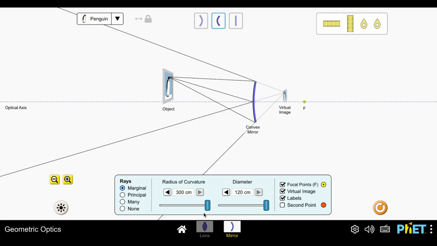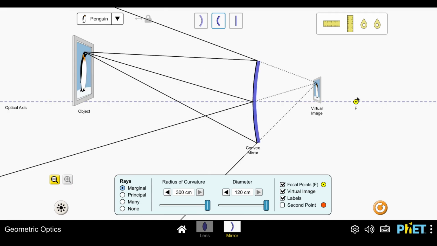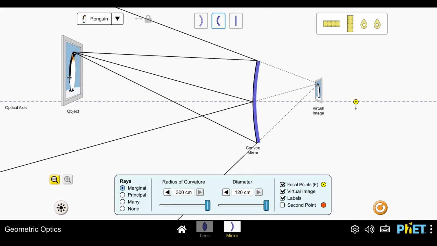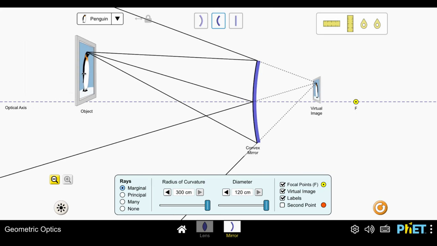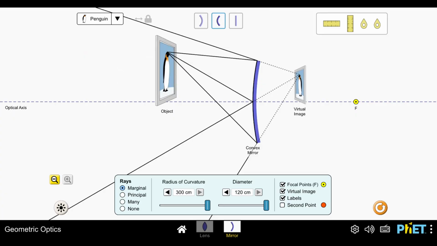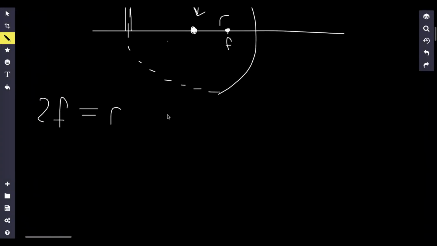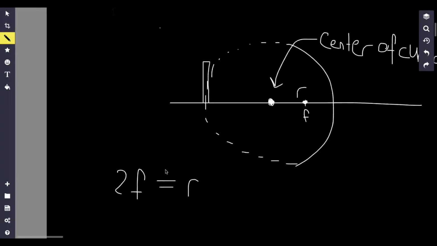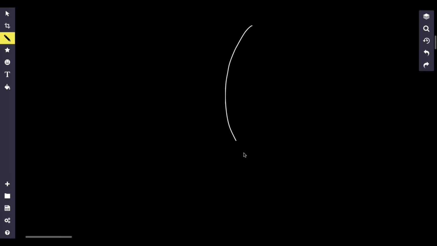The first thing that you might notice is that convex mirrors, their focal point is, well, right over here. And the reason why is because convex mirrors only form virtual images. All right. So if you have convex mirrors, they're always going to form virtual images. And it doesn't really take that much explanation to explain why.